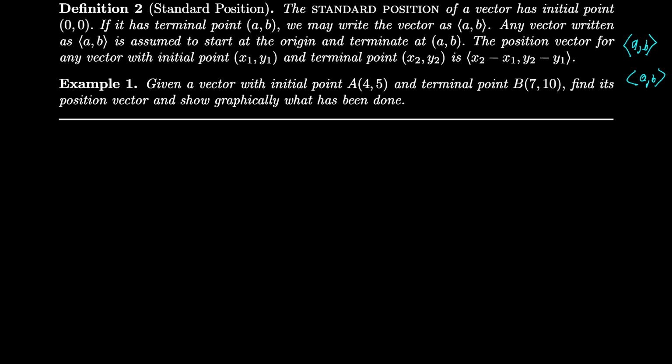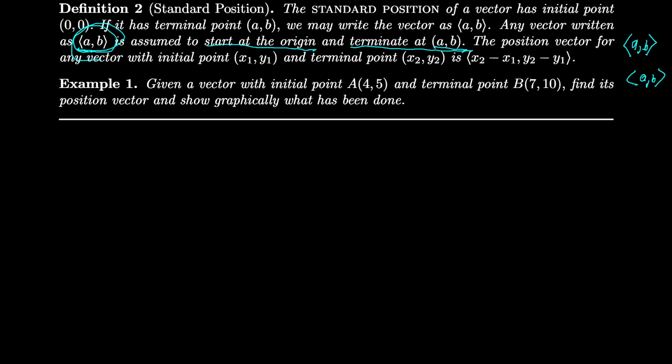Any vector written like this here, with these braces, is assumed to start at the origin and terminate at the point (a, b). And that's the most important thing. If you see it written like this, then it starts at the origin, 0, 0, and it terminates at (a, b). The position vector for any vector with initial point (x1, y1) and terminal point (x2, y2) is, you just subtract the points. And I'll show you what that looks like.